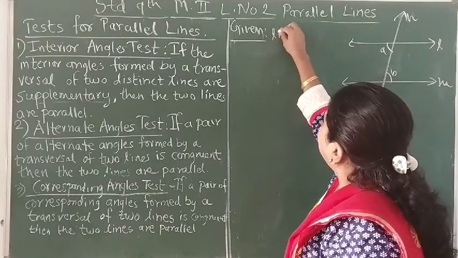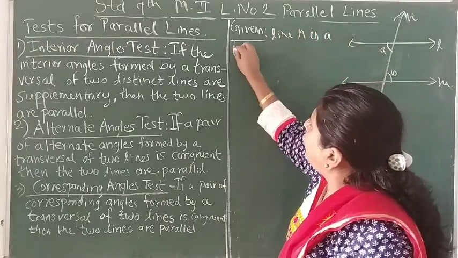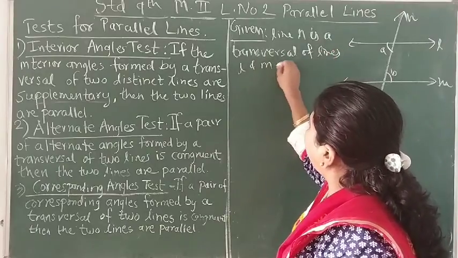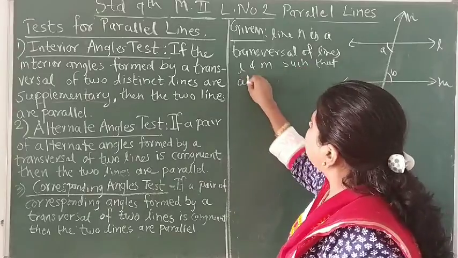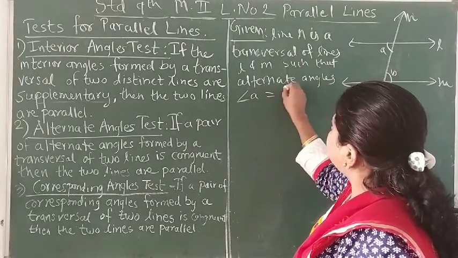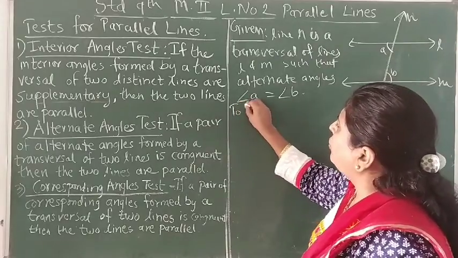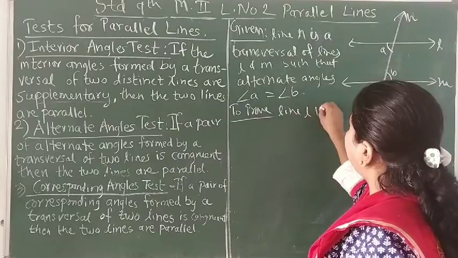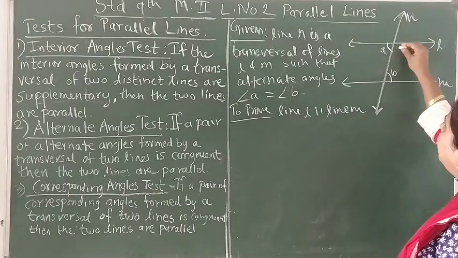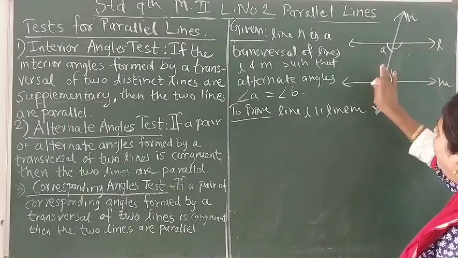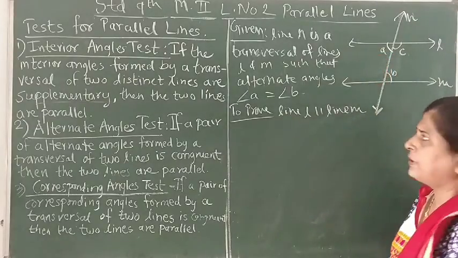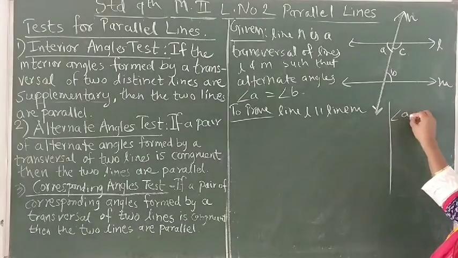So now given is what? Line N is a transversal of lines L and M such that alternate angles A and B are equal, and now we need to prove line L is parallel to line M. As these two are equal, let's take one angle which can make an interior angle with angle B, or you can take it here also. Let's take angle C. Now C will make an interior pair with B. If you take C here, it will make an interior angle with A. Any one way we can take. And what is given to us is that A is equal to B.